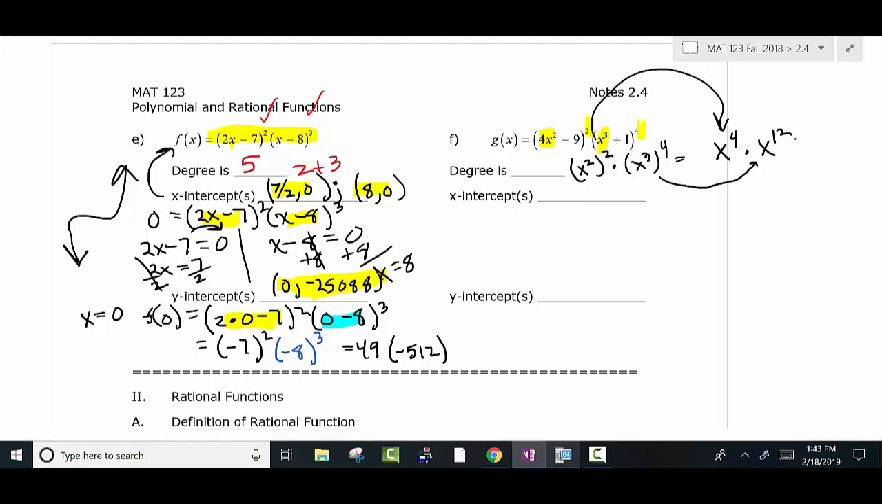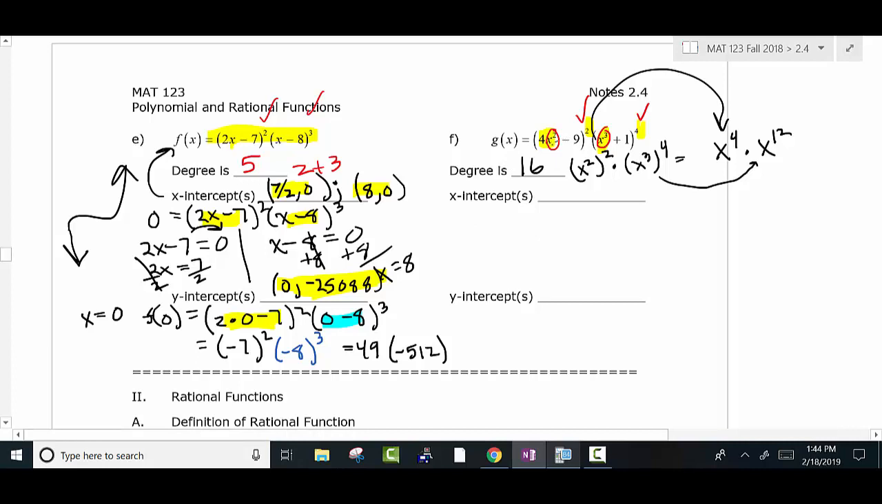16. Good. So it's 16. That is a 16th degree polynomial. And see, what matters is you got to look at the second power, x to the second, and x to the third to the fourth. That's what you do to get that. Now, when you do your intercepts, the intercepts are going to be pretty easy on this.